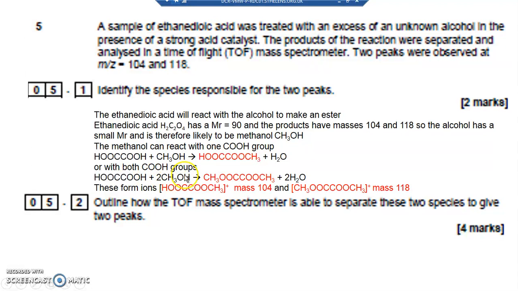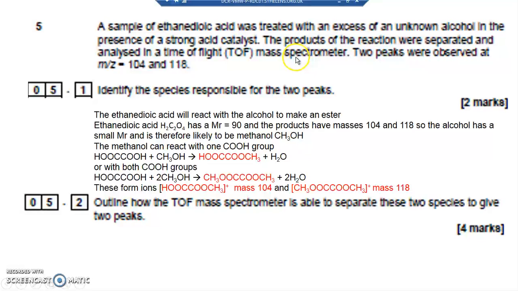So 2 lots of methanol. So at one end it loses an OH, and a methanol joins on, loses an H, and forms an ester at one end, and it will form an ester at the other end. And if I add the MR up of that, it will equal 118.